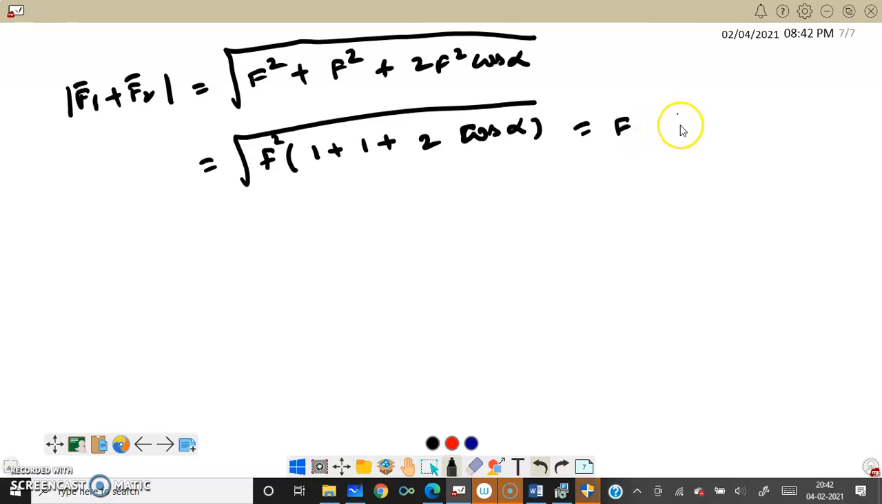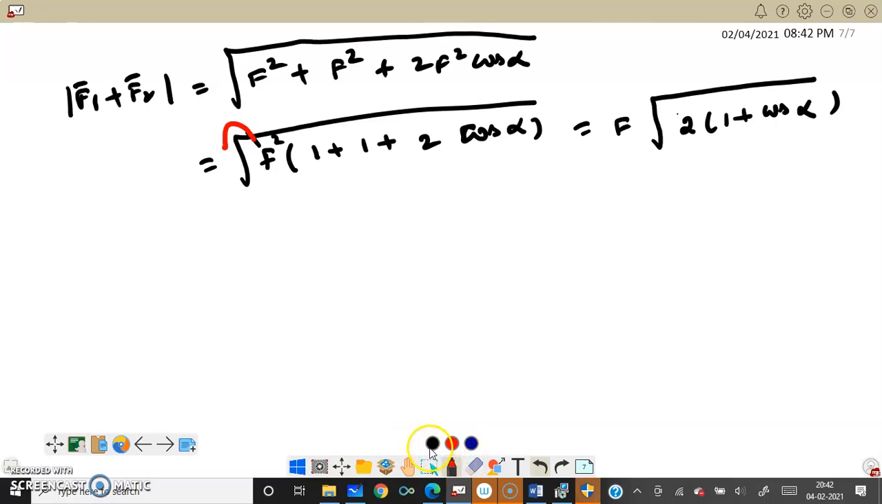And it will be 2 times 1 plus cos alpha, all under the square root. Right? F square we have taken outside the square root, so it becomes F. So 1 plus 1 is 2, 2 also I have taken out, and 1 plus cos alpha remains.